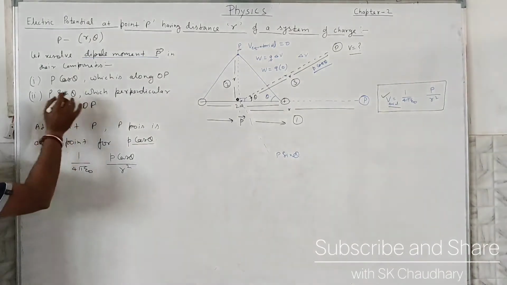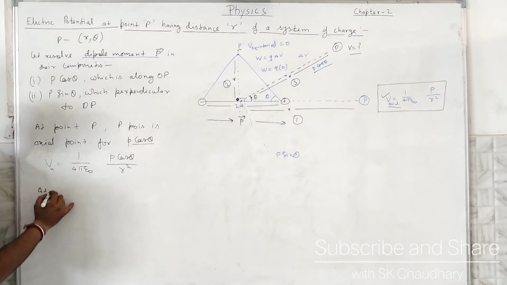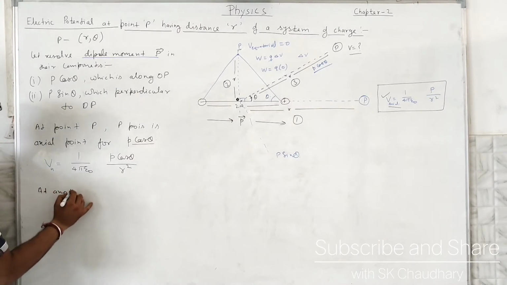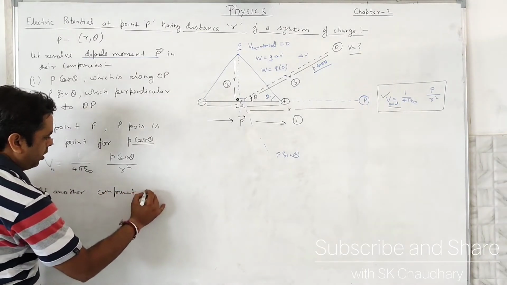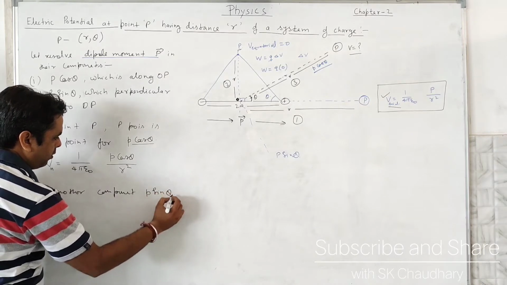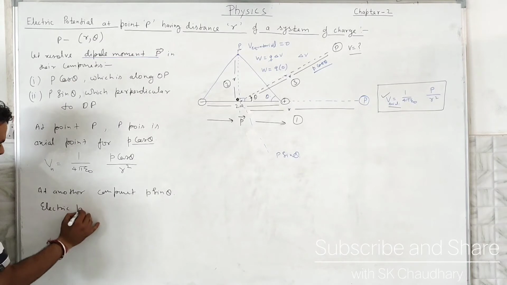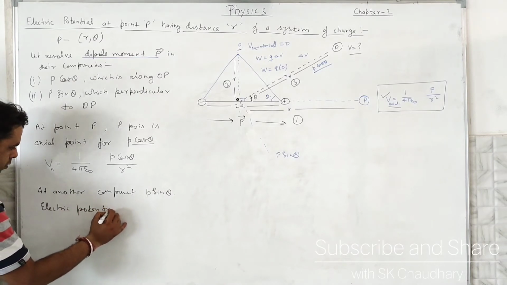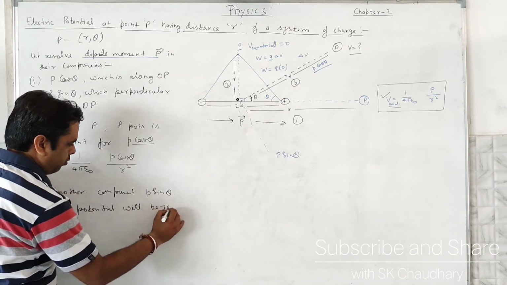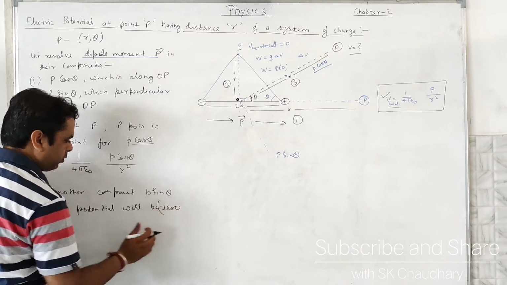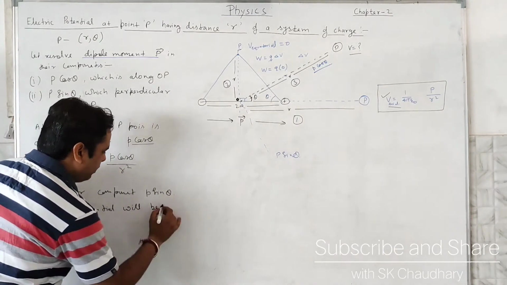Now the second component is also there. You will see that another component is p sin theta, and its electric potential will be 0. Why is it 0? Let me explain it.